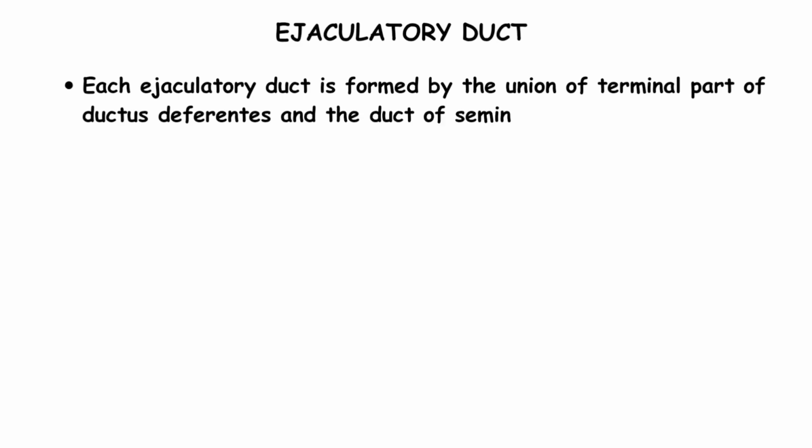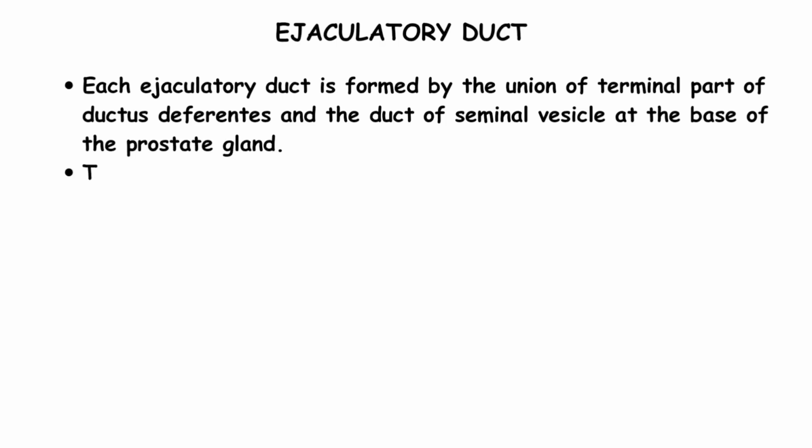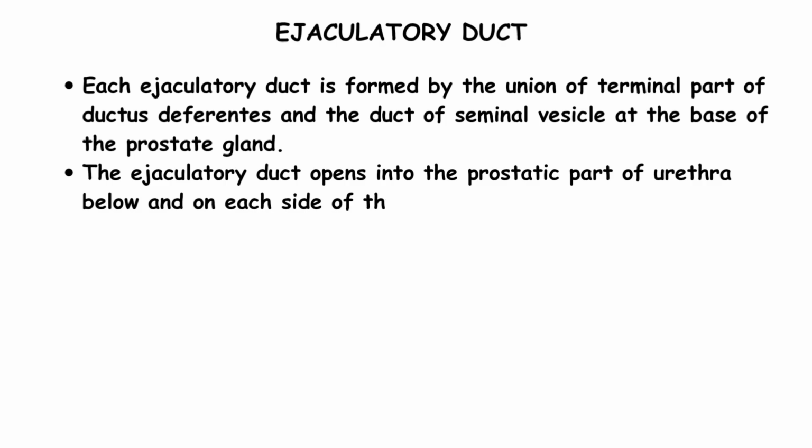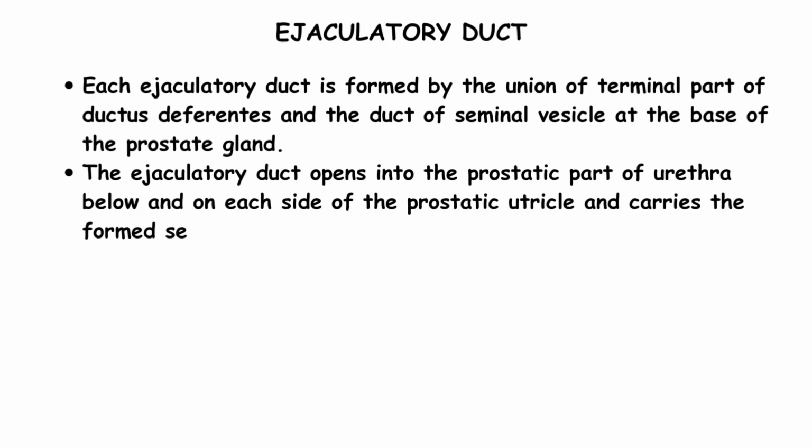Ejaculatory duct. Each ejaculatory duct is formed by the union of the terminal part of the ductus deferens and the duct of the seminal vesicle at the base of the prostate gland. The ejaculatory duct opens into the prostatic part of the urethra below and on each side of the prostatic utricle and carries the formed seminal fluid into the urethra.